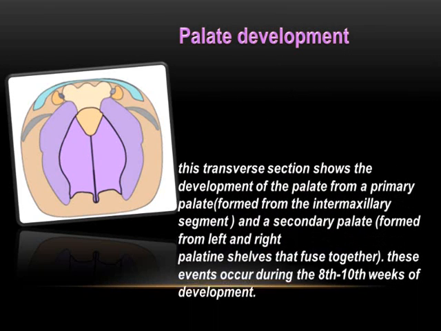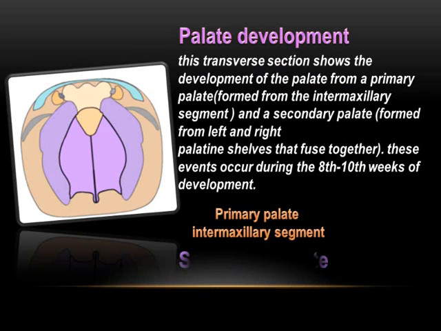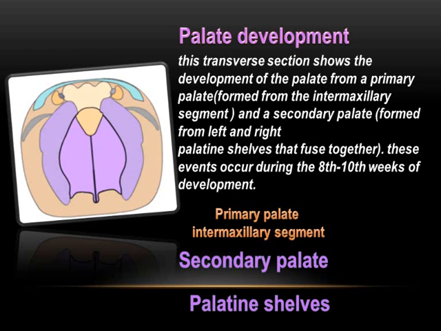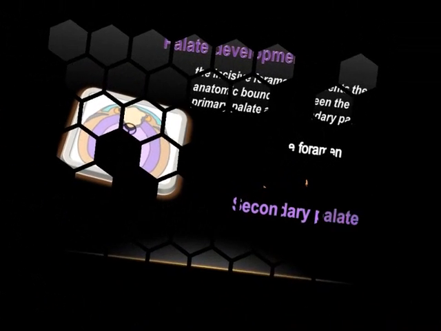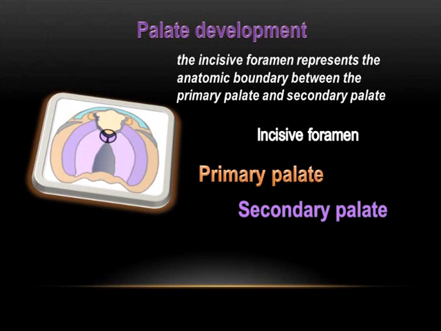This transverse section shows you the development of the palate from a primary palate and a secondary palate, from left and right palatine shelves that fuse together. These events occur during the 8 to 10 weeks of development. The incisive foramen represents the anatomic boundary between the primary palate and the secondary palate. Incisive foramen, primary palate, secondary palate, each in its own color.